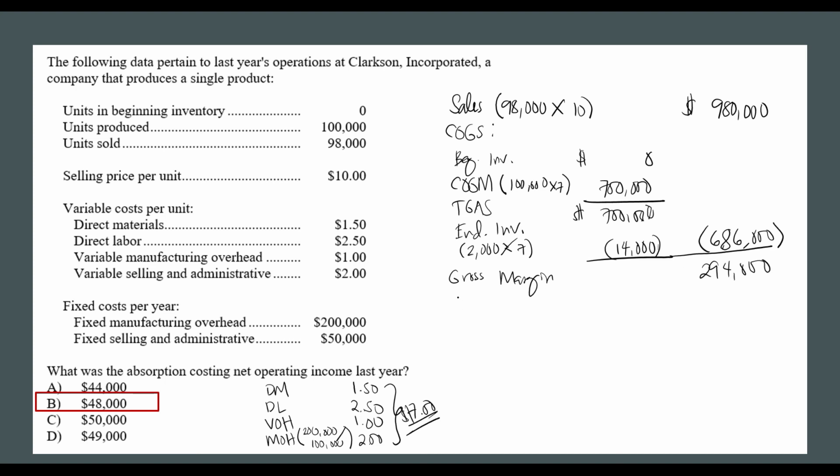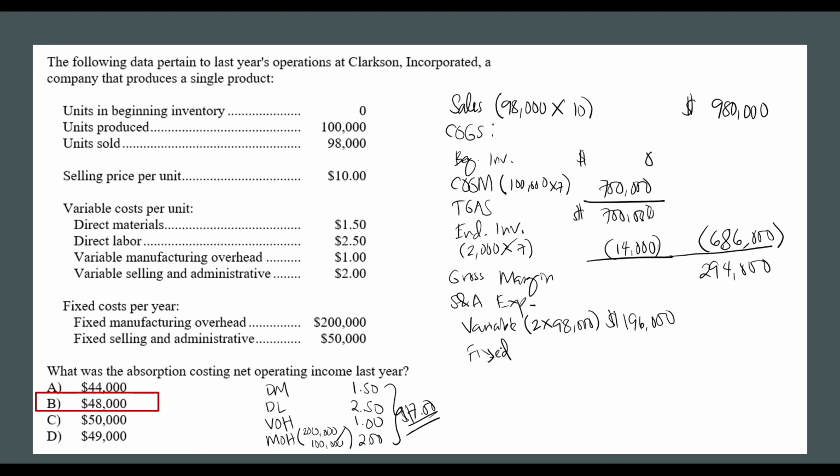We need to compute the selling and administrative expenses. Your selling and administrative expense, we have two. We have your variable and we have your fixed, right? So how do we get your variable? Your variable here, we have $2 per unit, and then we multiply it by the units, produced or sold? It is sold. So it's 98,000. So we have here a total of 196,000 as your variable selling and administrative expense.